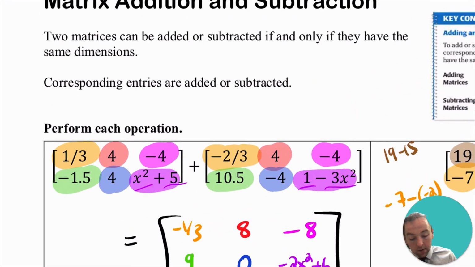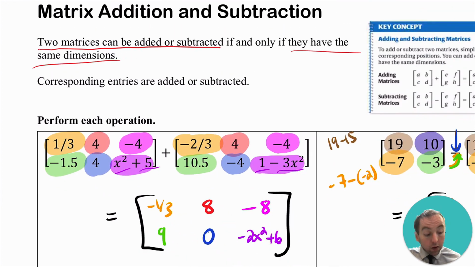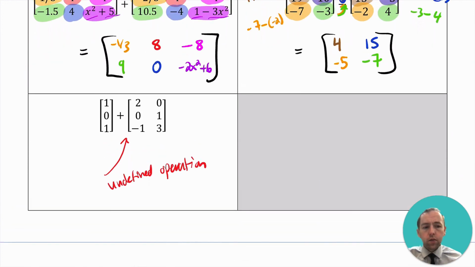As you can see up here, it says that two matrices can only be added and subtracted together if and only if they have the same dimensions as one another. So that's a really important aspect about being able to add and subtract matrices with one another.